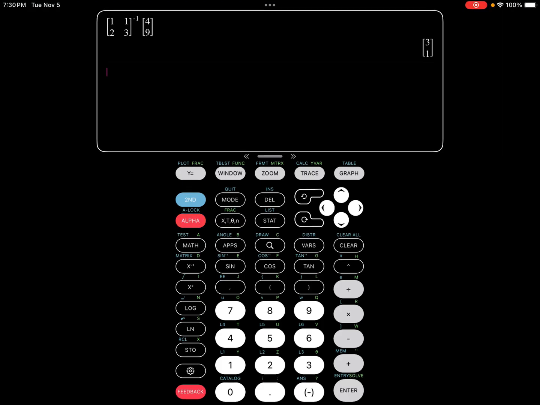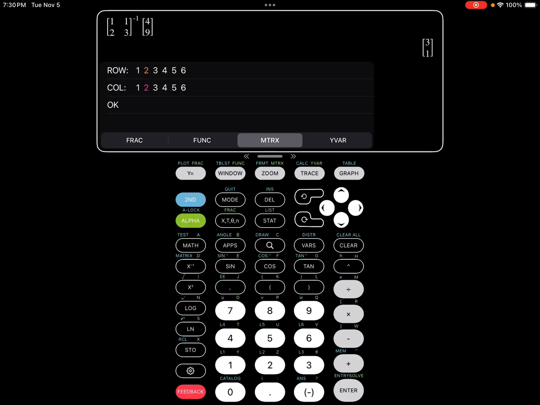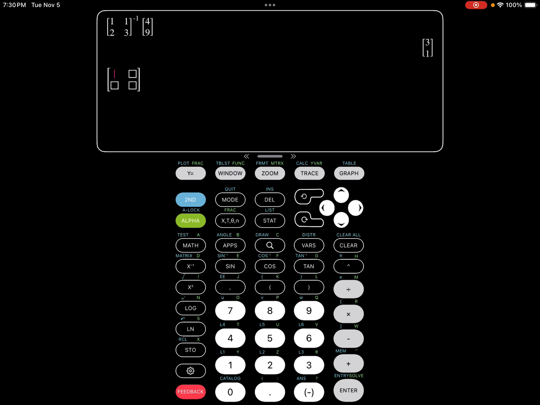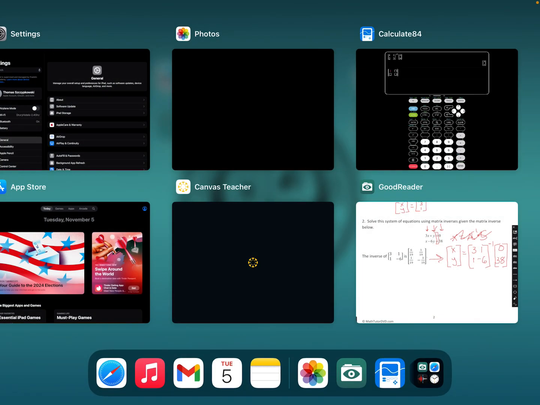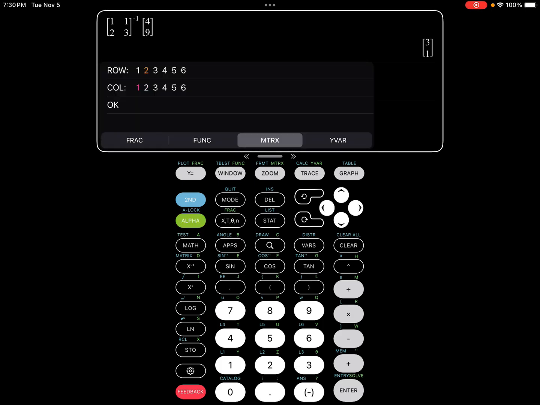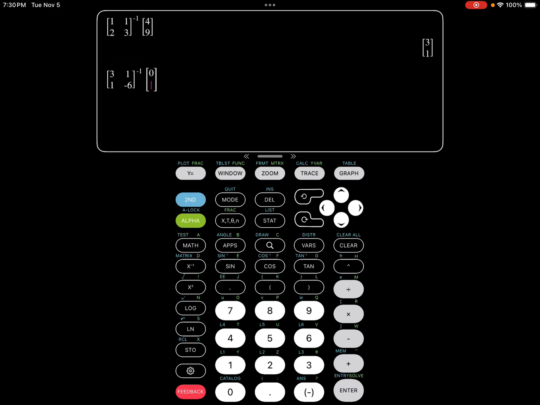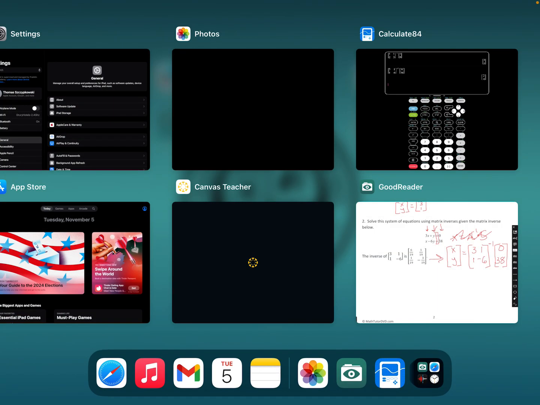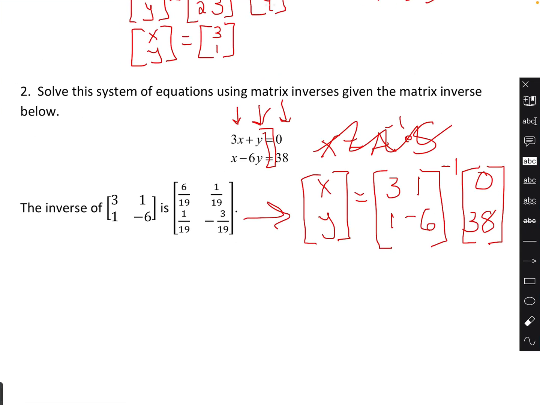So again, that's alpha, zoom, 2 by 2. And I believe that matrix was 3, 1, 1, negative 6. Let's make sure. That's right, 3, 1, 1, negative 6. To the negative 1, don't forget that. That's the most common mistake students make. And then alpha zoom, 2 by 1 matrix, and it was 0, 38. I hit enter, and I report my answer as an ordered pair, 2, negative 6. So my answer will be 2, negative 6.